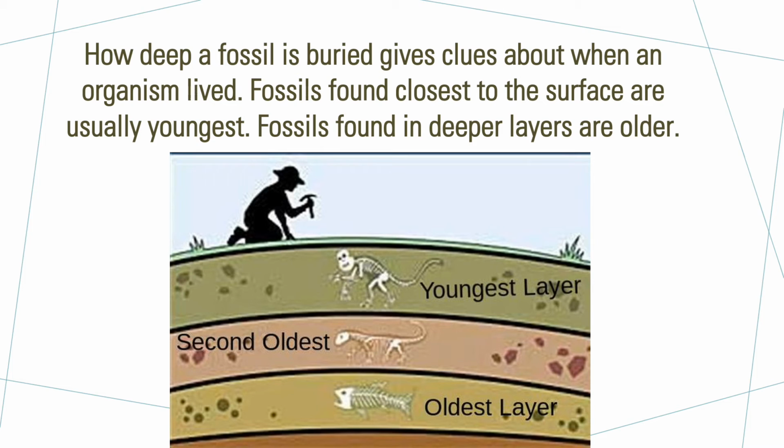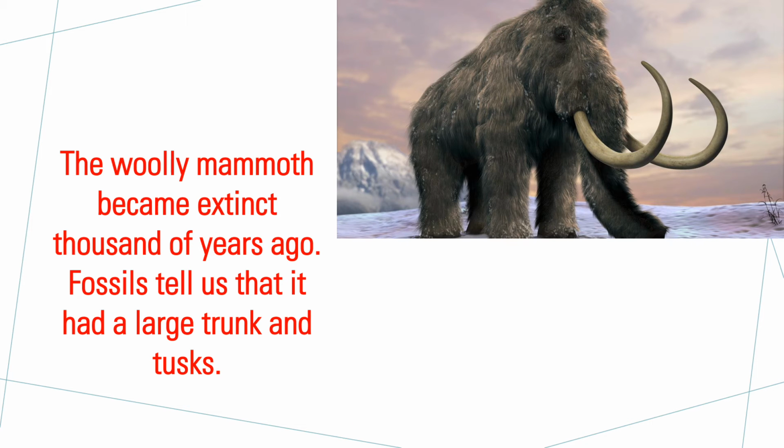Fossils found closest to the surface are usually youngest, and fossils found in the deeper layers are older. Have a look at this example. The woolly mammoth became extinct thousands of years ago. Their fossils can tell us that this animal had a large trunk and tusks.